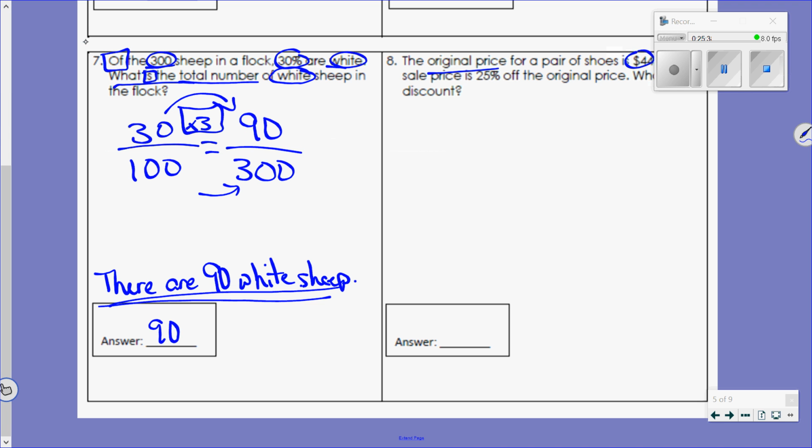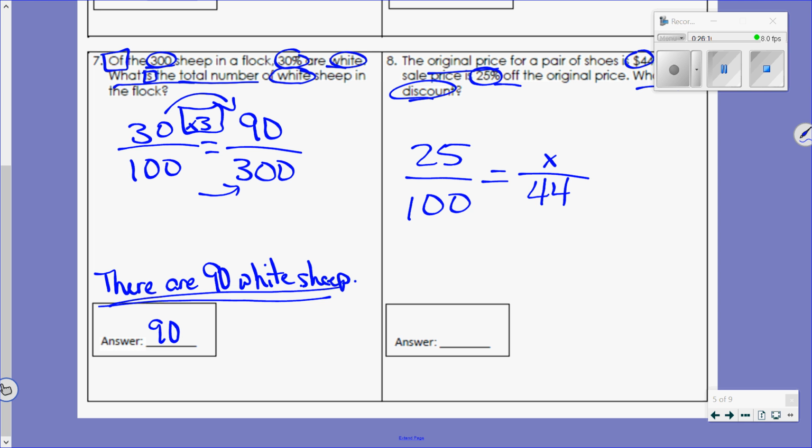So the original was 44. The sale price is 25% off the original price. What is the discount? So that you need to start with your base model. My percent was 25. Okay. 44. Is that my is or my of? The whole, right? That was the original price.